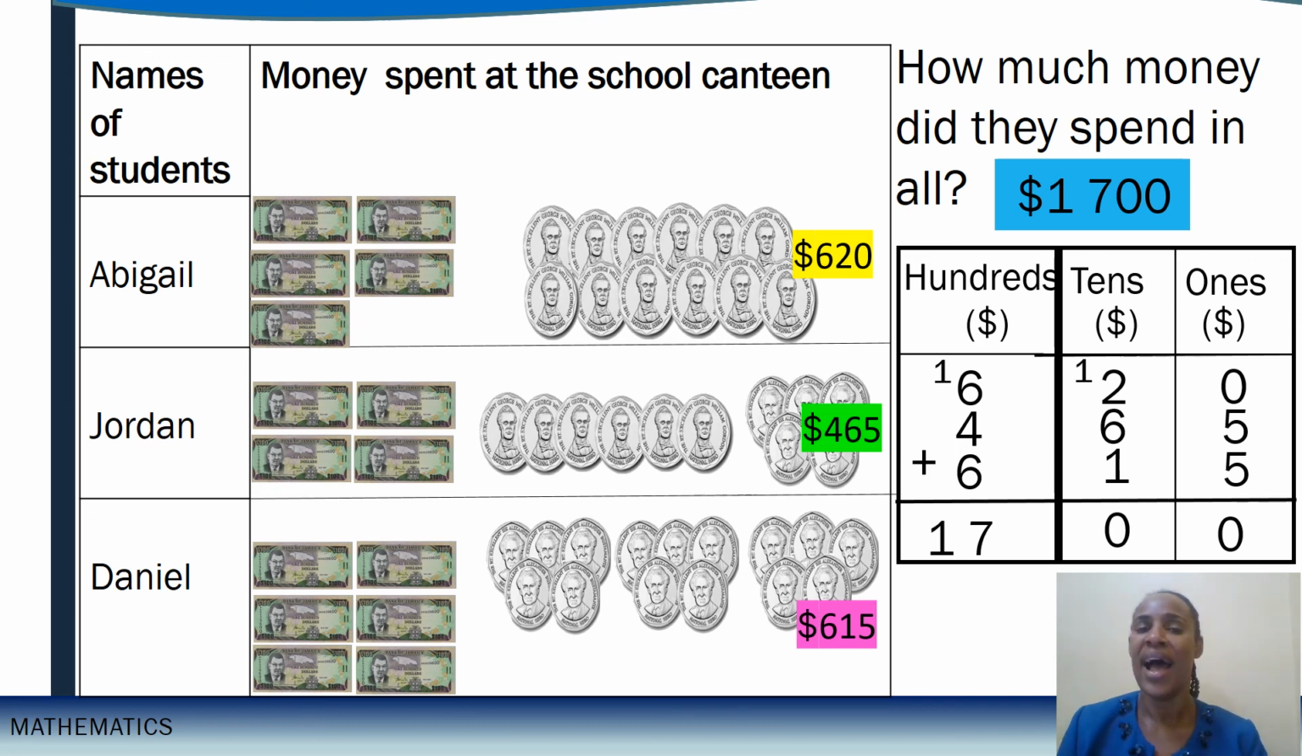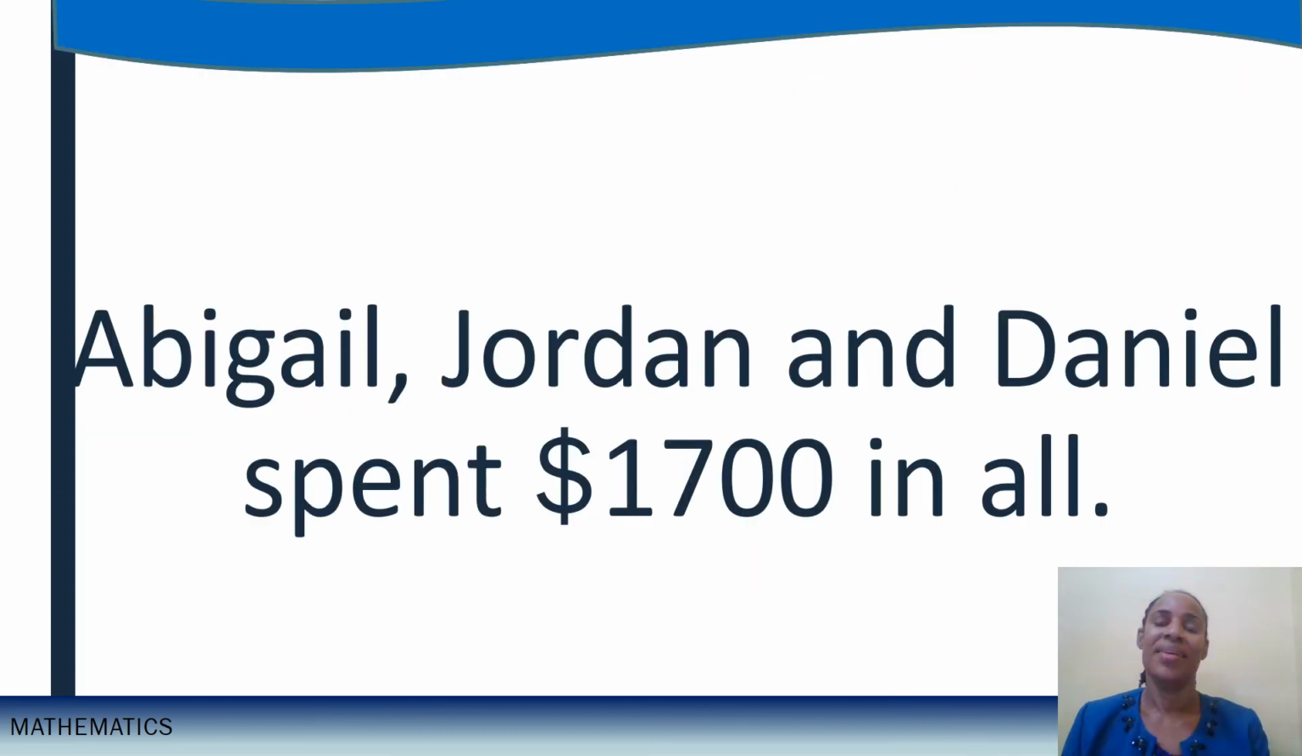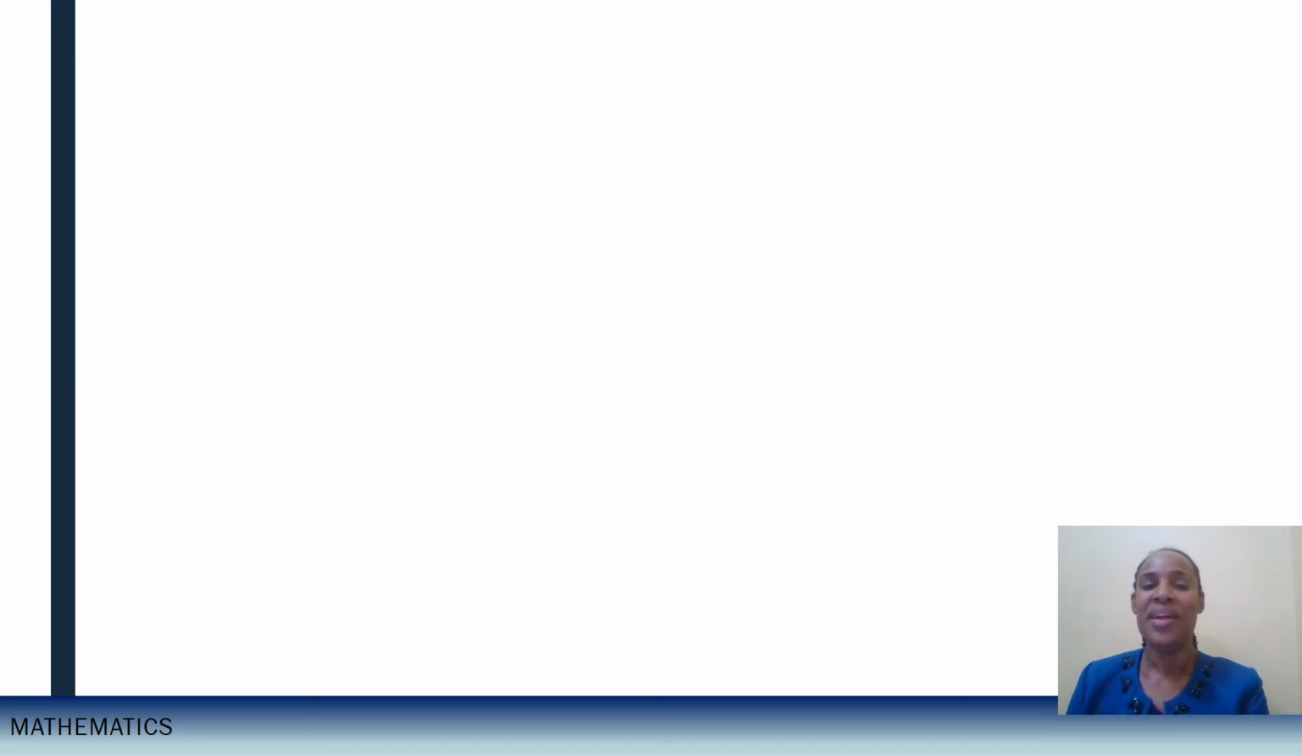Let's read together how much money the students spent in all. Great. They spent $1,700 in all. Boys and girls, you have done so well. You deserve a pat on the shoulder. Give yourself a pat on the shoulder. So there we have it. Together, Abigail, Jordan, and Daniel spent $1,700 in all. Boys and girls, you have done so well with renaming numbers.